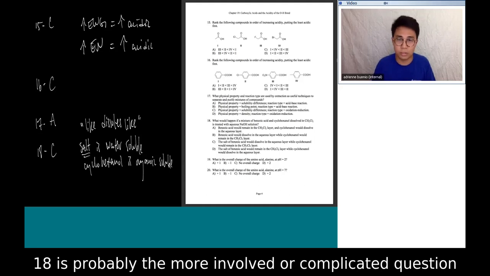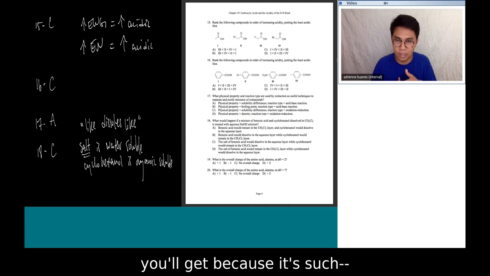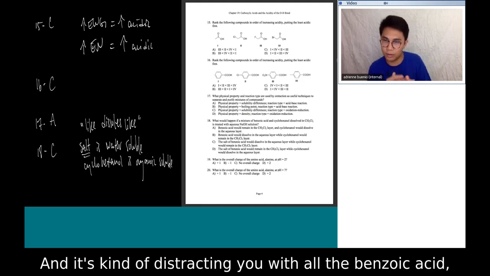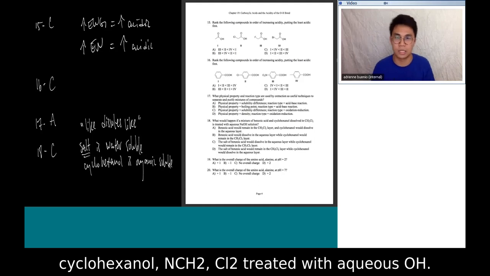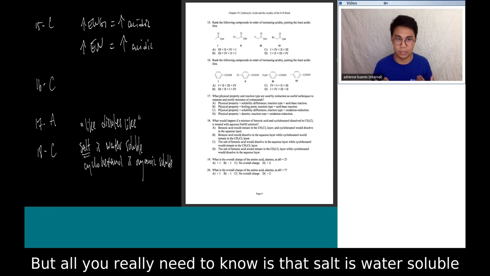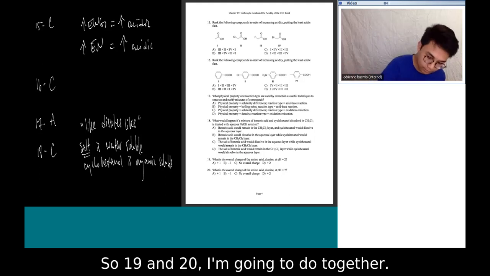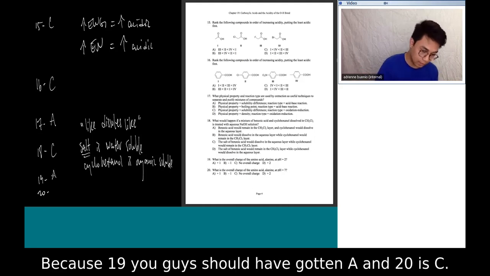18 is probably the more involved or complicated question you'll get, because there's a lot of different things going on and it's kind of distracting you with all the benzoic acid, cyclohexanol, and CH2Cl2 treated with aqueous NaOH. All you really need to know is that salt is water soluble and that everything else falls into place, right? So 19 and 20, I'm going to do together, because 19 you should have gotten A and 20 is C.